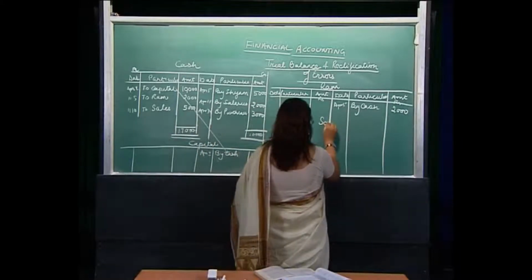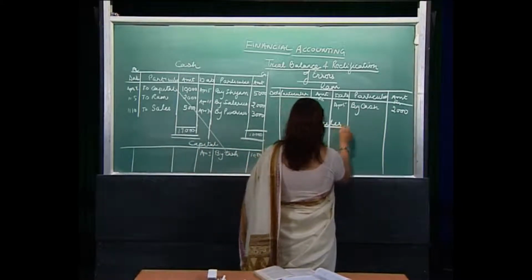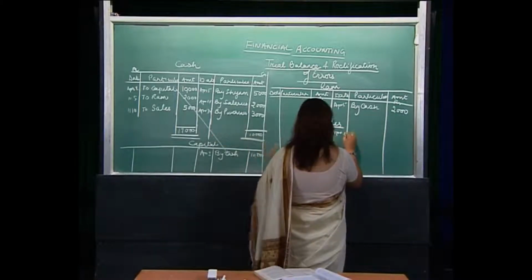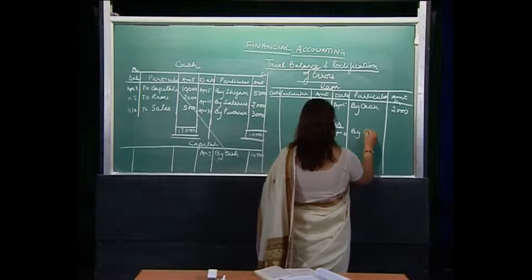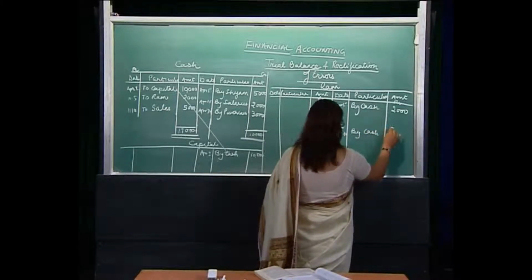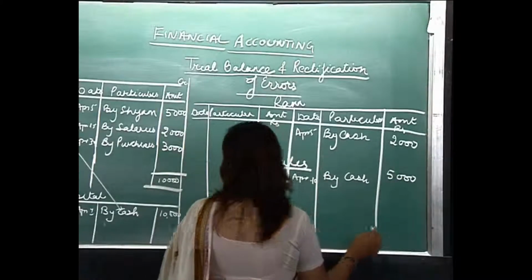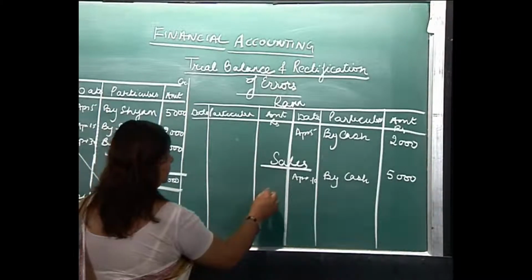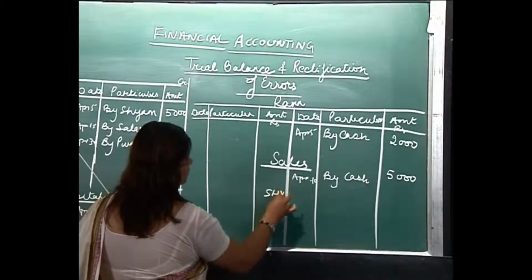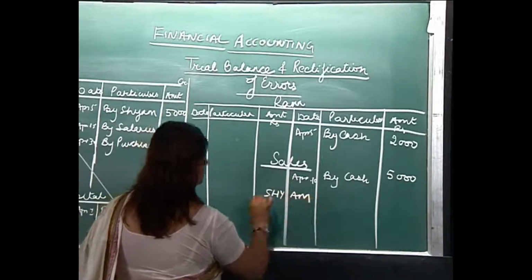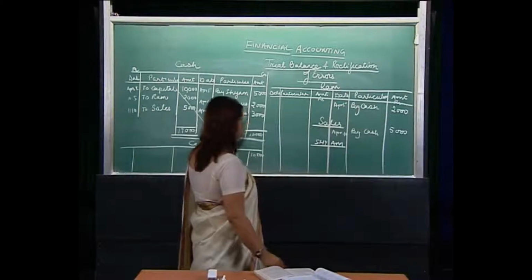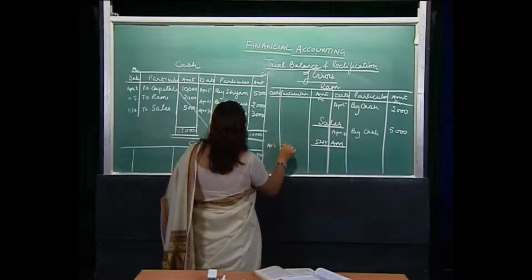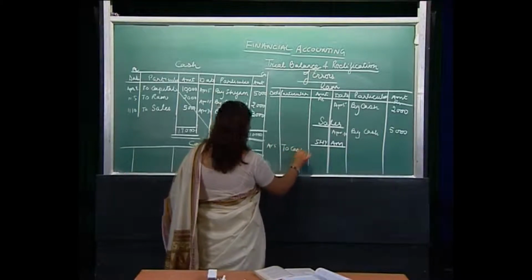Now next account is sales. So we are going to write the transaction on April 10 by cash for 5,000. Now these entries are being completed on the debit side. So we are going to post the credit side as Shyam's account would be opened first. Now this posting shall be made on reverse side, that is on April 5 to cash as cash is being paid off.